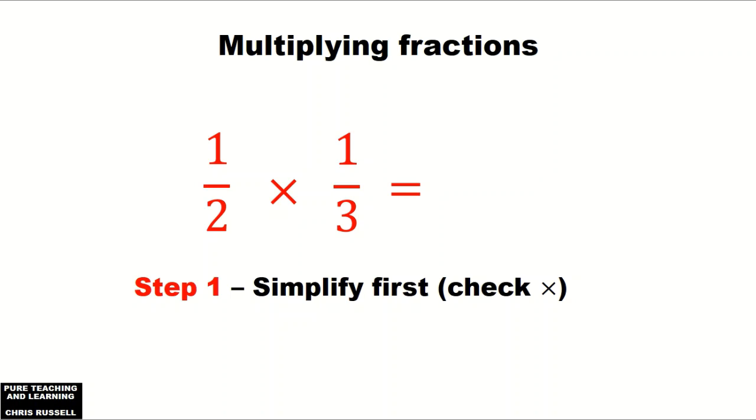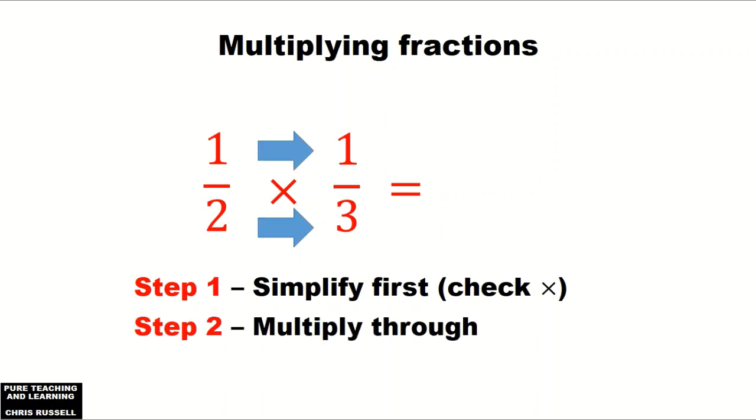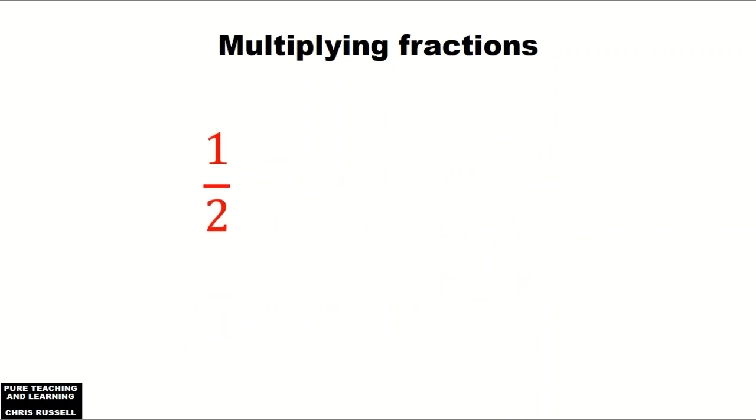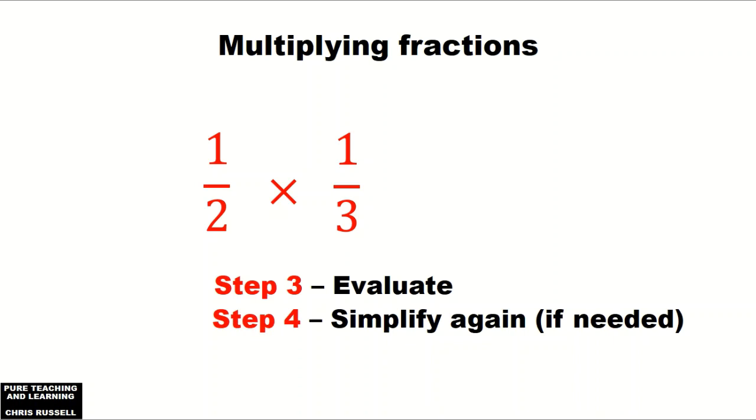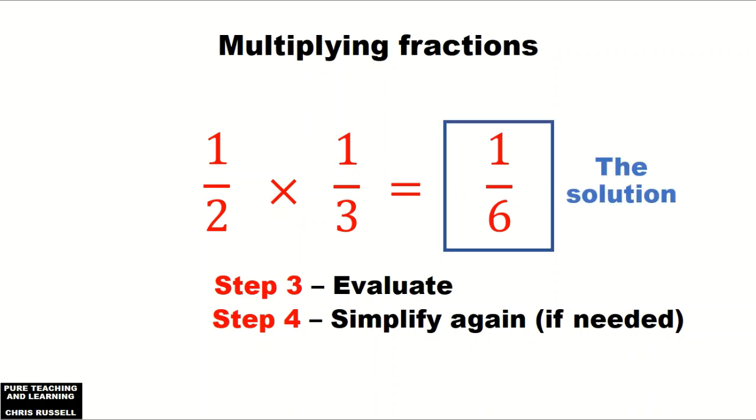In this case, we don't need to. 2 and 3 are prime numbers, and 1 being the special number. So now we multiply through, and now we have 1 multiplied by 1 for the numerator, then we have the vinculum, and then 2 multiplied by 3. The vinculum being that line. Now we have 1/2 multiplied by 1/3, and now we have to evaluate. And then afterwards we just simplify again if needed. So that equals 1/6, and that's our solution.